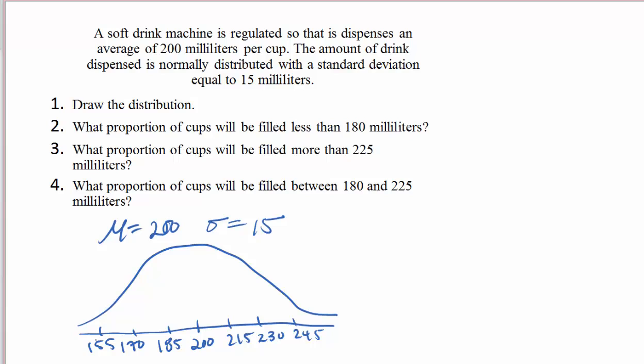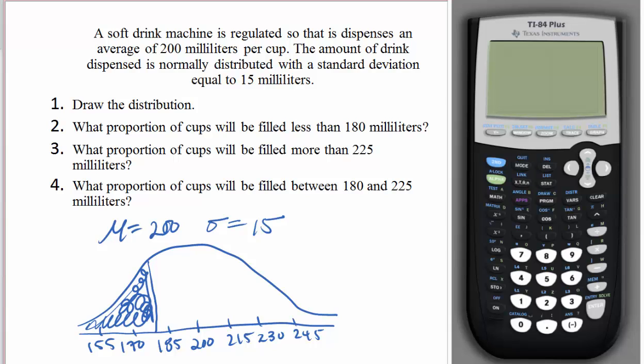What proportion of cups will be filled less than 180 milliliters? So that is approximately this proportion. Just looking at this, this is obviously going to be less than 0.5. But let's go ahead and use our TI-84 to solve this problem. The first step is to turn on your calculator, press second, then distribution, go down to the normalcdf command. We're trying to find a proportion from a value, and press enter.